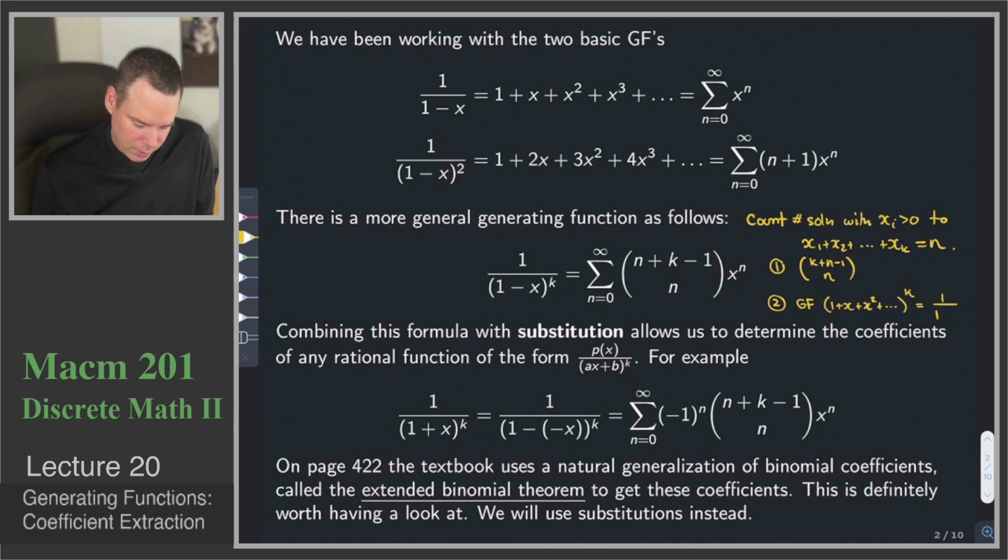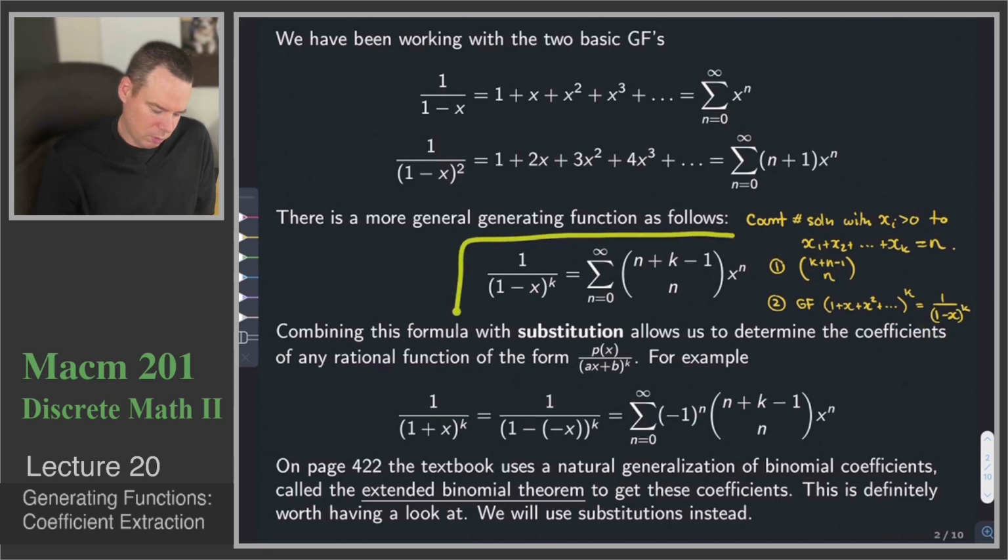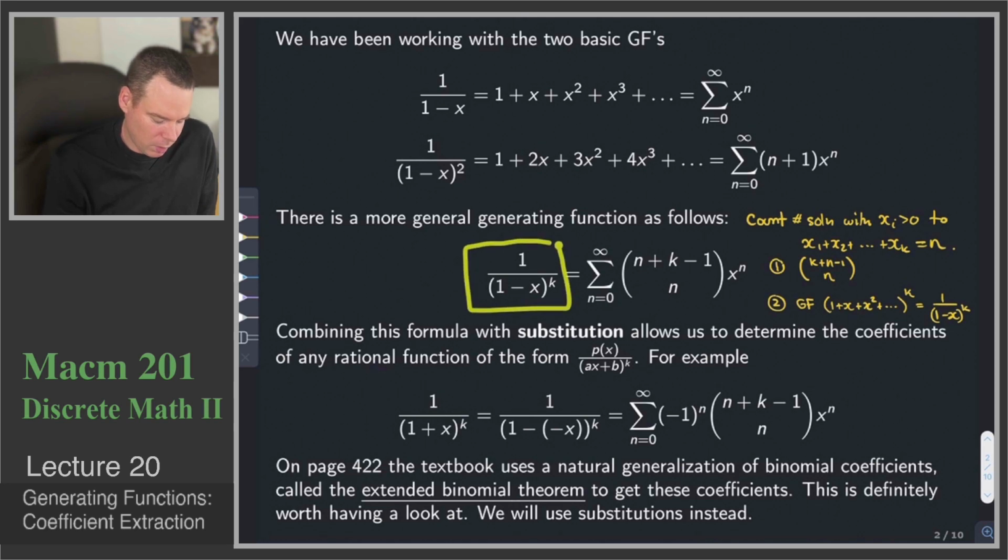But we can write this in a rational form as 1 over 1 minus x to the k. And so that means that this is the generating function for the number of solutions to this equation, which is this value, and that's what's encoded right here. This is fantastic because it means that for any rational function of the form 1 over a power of a linear expression, we can get the coefficient for any power of x from it.